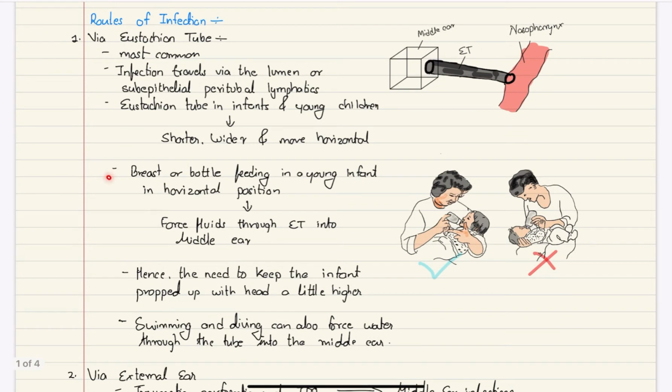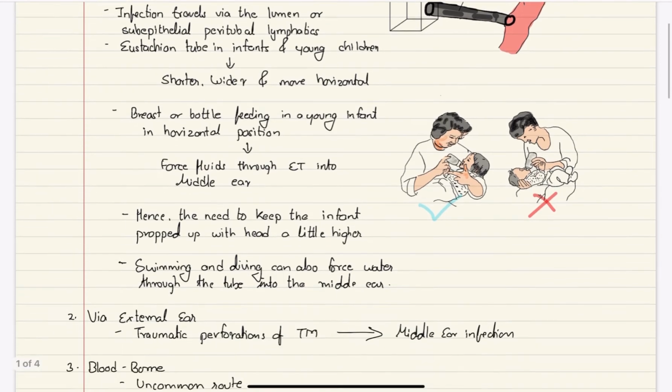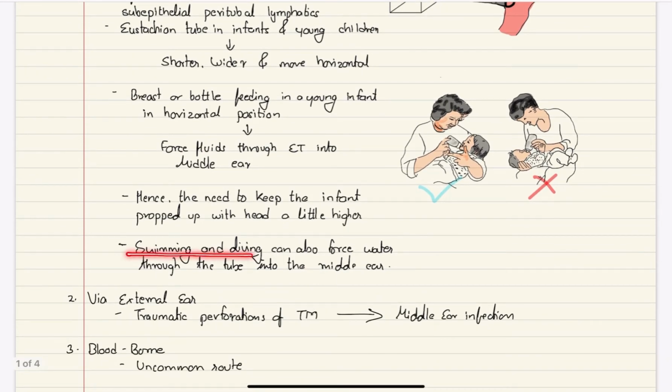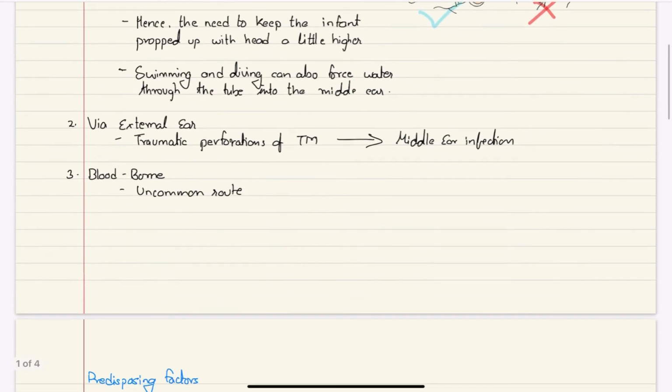Also, breastfeeding or bottle feeding a young infant in a horizontal position can force fluids through the eustachian tube into the middle ear. Hence, it is required to keep the infant propped up with the head a little higher during breastfeeding or bottle feeding. Swimming and diving can also force water through the tube into the middle ear cavity and cause infection.